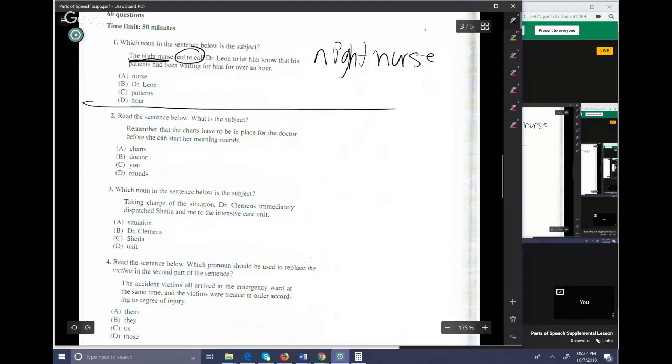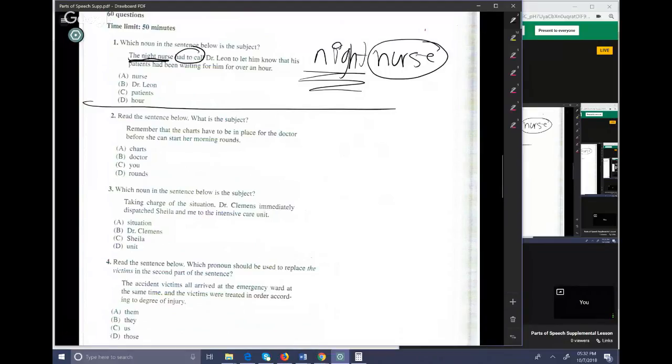Now, as a side note, night is not a noun. Nurse is a noun. Nurse is a person, place, or thing. Nurse is actually a thing unless you name them. So when you say, here's what the subject is, you're just going to say nurse. You're not going to say night nurse. Night is functioning as an adjective. Night is describing what type of nurse. So it is describing the noun, which is the definition of an adjective.